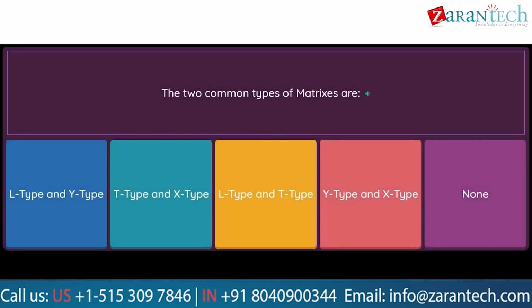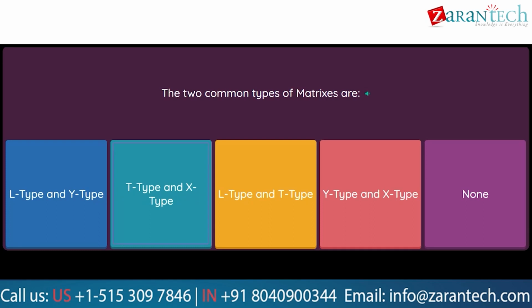Question: The two common types of matrices are Option 1 L-type and Y-type. Option 2 T-type and X-type. Option 3 L-type and T-type. Option 4 Y-type and X-type. Option 5 None.